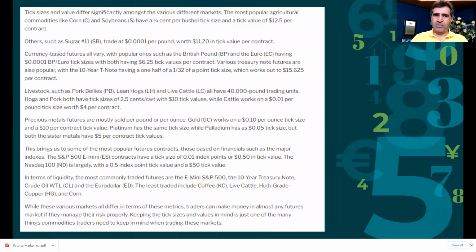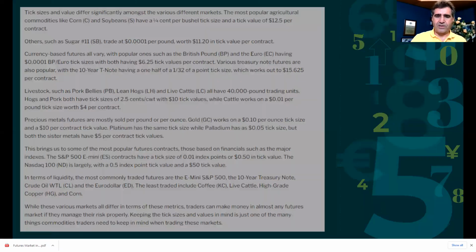And there are more examples here, for instance, how the currencies do. What about sugar? Sugar's smallest movement is 1/10 of 1,000, and every 1/10 of 1,000 movement, you make $11.20. Again, you have access to the slides, so you can use them as a reference.